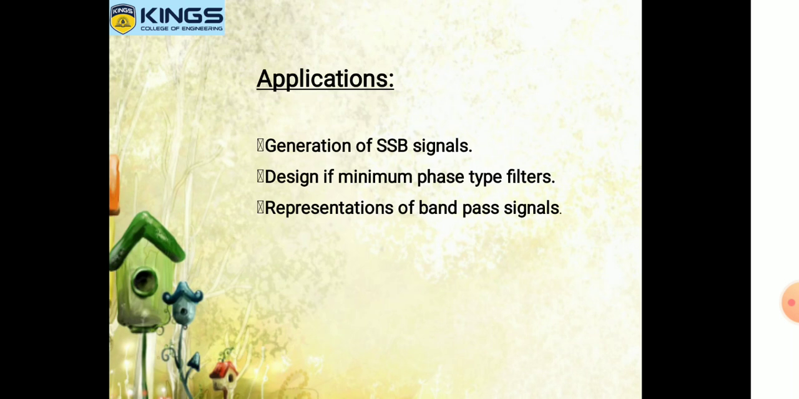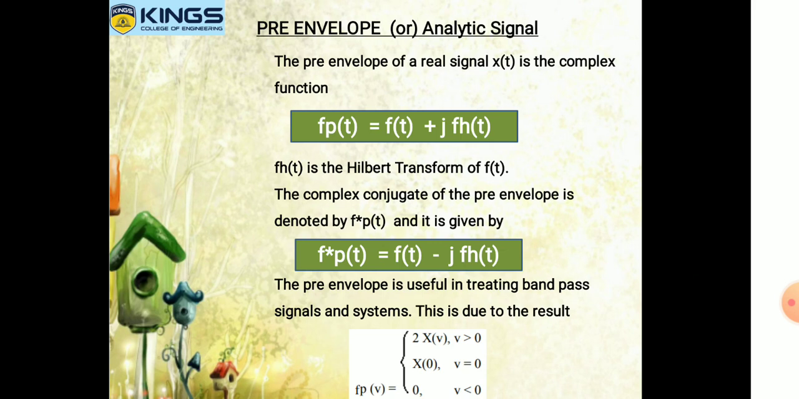Next we will move on to applications. So what are the applications of Hilbert transform pair? It is used in the generation of SSB signals. It is used in the design of minimum phase type filters. It is used in the representation of bandpass signals. So far we have discussed the Hilbert transform. Next we will move on to pre-envelope.